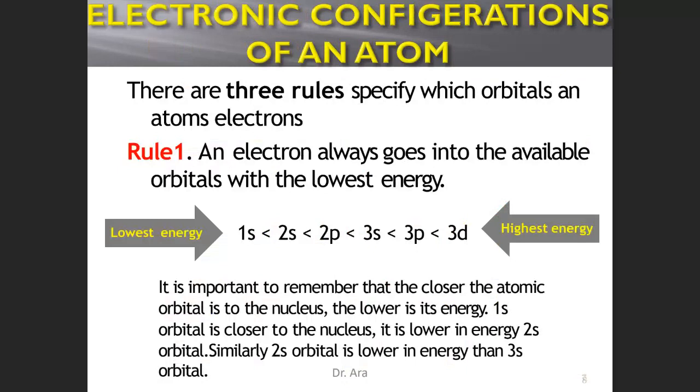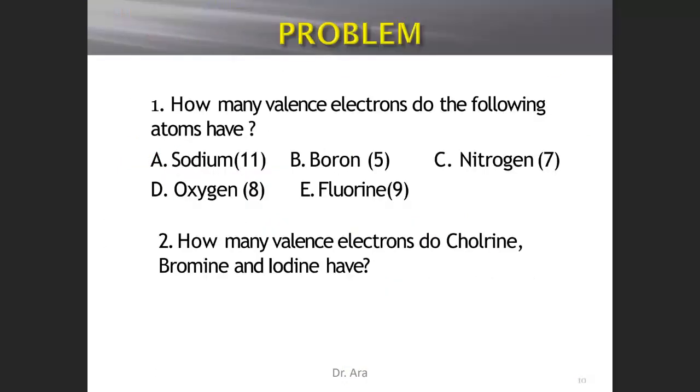So next we have some examples here. How many valency electrons do the following atoms have? Sodium, boron, nitrogen, oxygen, fluorine. So if you do it here, in the case of sodium, 2 and 8, 10, and outer shell 1. So the valency electron of sodium is 1.